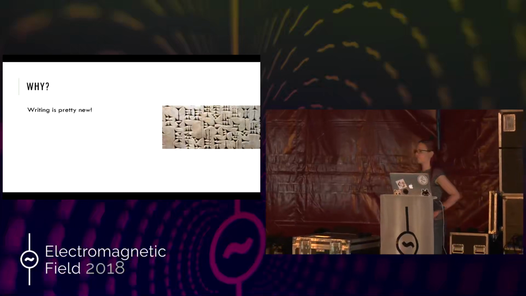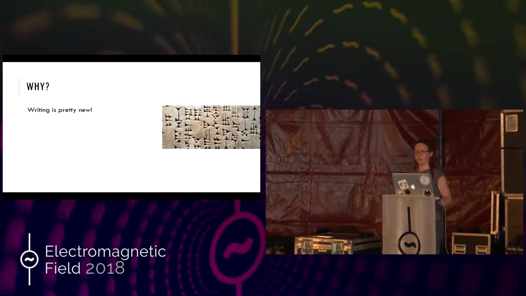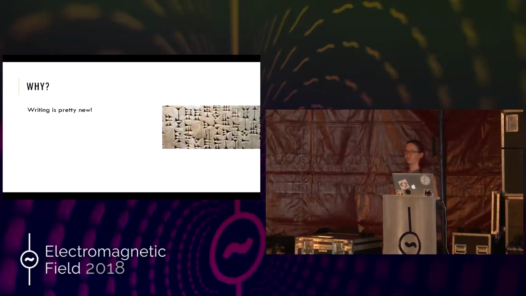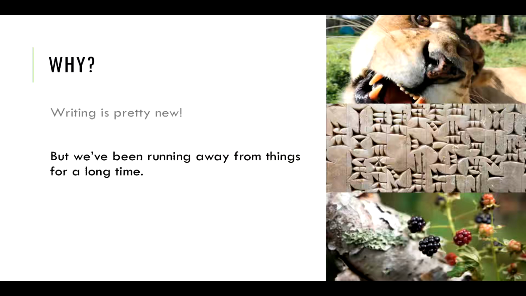So why is visualization so powerful? Well, it's really quite new. In terms of writing, humans have been doing it for about 5,000 years. But we've had to use our eyes for a lot longer than that. Anatomically correct humans happened about 200,000 years ago. So there's 195,000 years of difference in that.